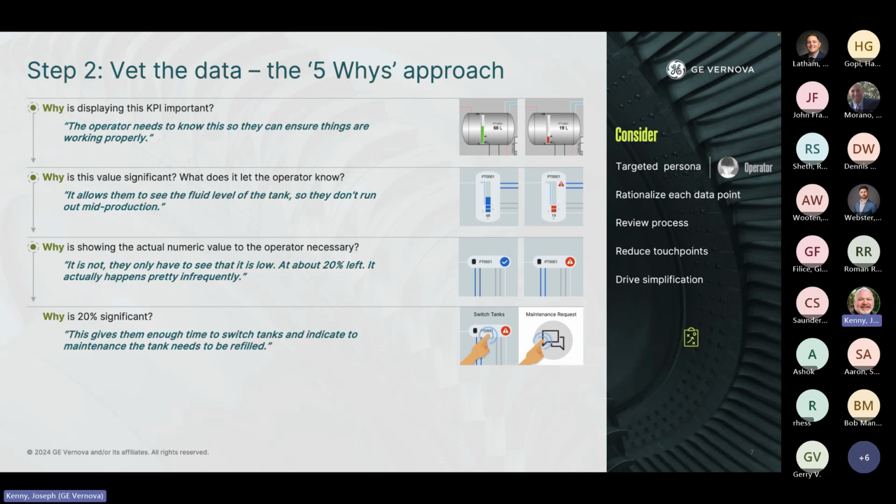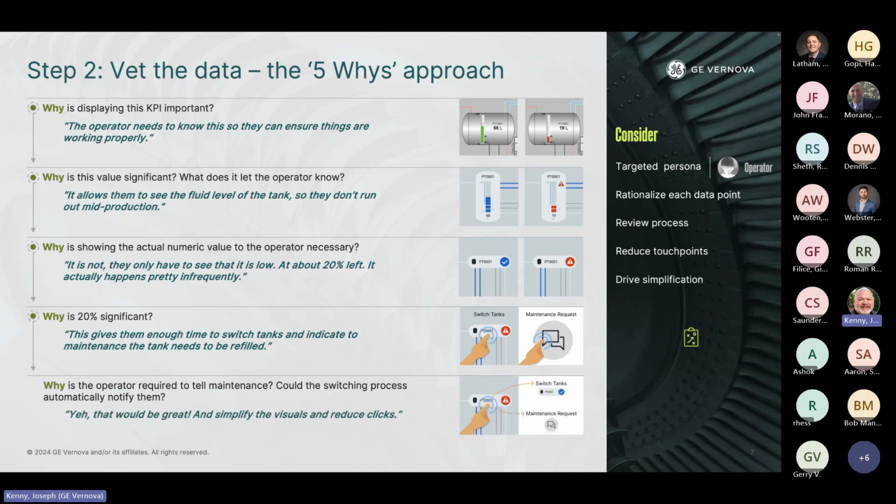And then the task becomes, if I click on the tank, I can switch the tank, and then I have to send a message to maintenance to go tell them they need to refill that other tank I switched from. So then the last question is, why is the operator required to tell maintenance? Couldn't switching the process automatically tell them? So in other words, it becomes one click now. So when I click on that, two things happen. The tanks get switched, and it sends the message to maintenance that the tank should be refilled.